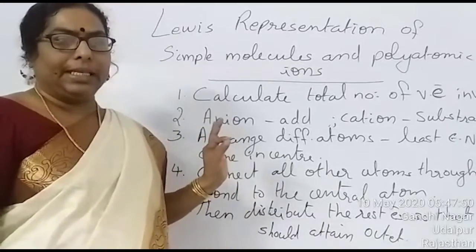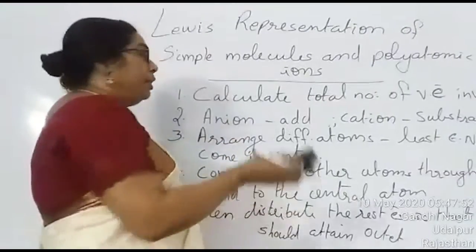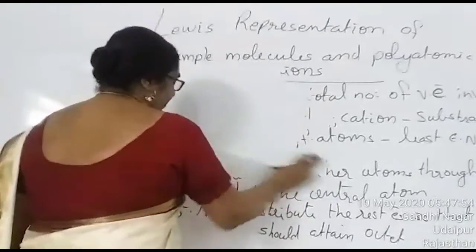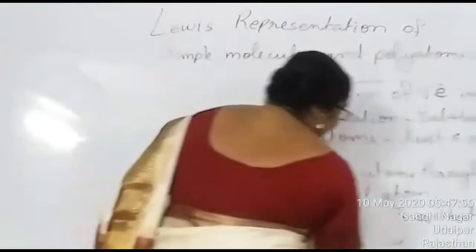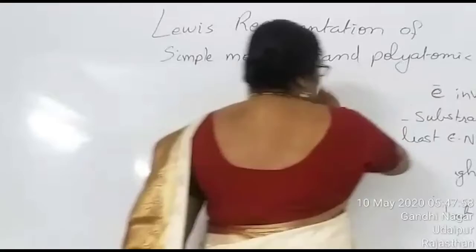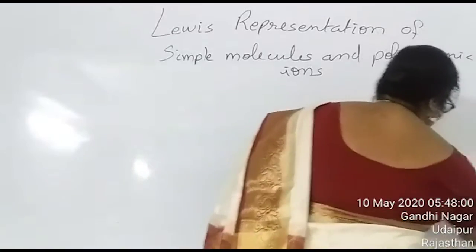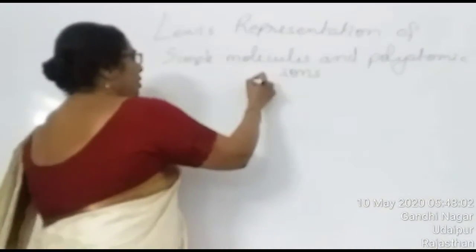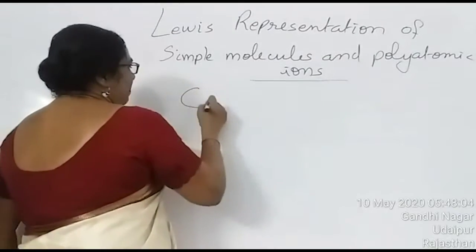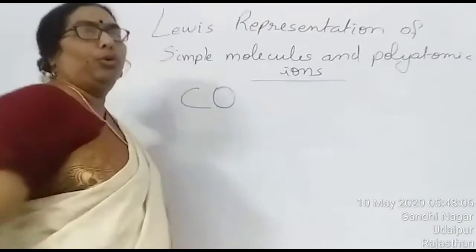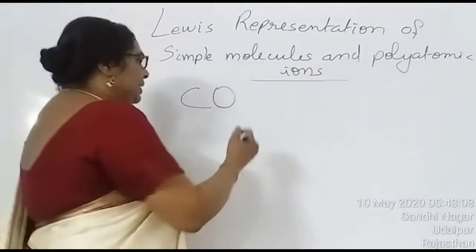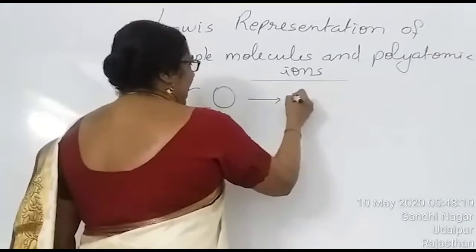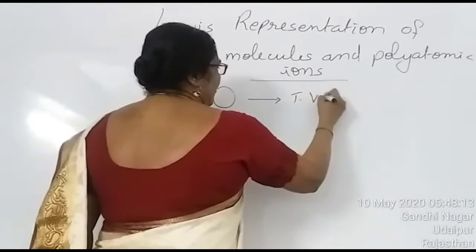Is it clear, children? Let us see some examples on this basis. First, let us consider the structure of carbon monoxide. Represent the molecule carbon monoxide with the help of Lewis dot structure. As the first step, let us calculate total valence electrons.